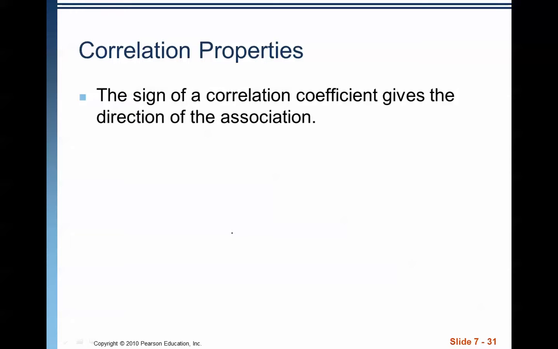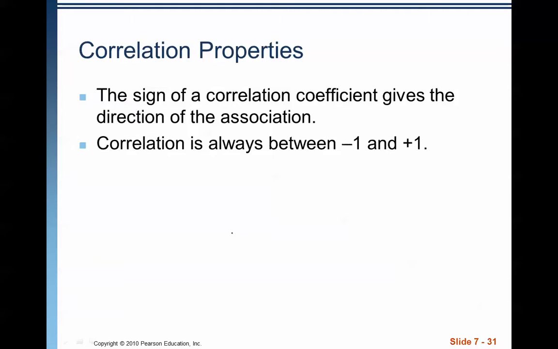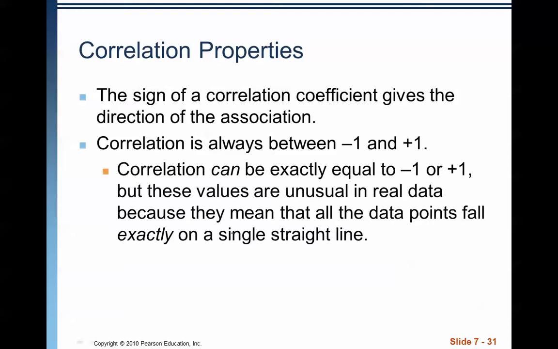First of all, the sign of the correlation coefficient gives us the direction of the association. Meaning, if it's negative, that is a negative association, its direction is negative. If it's positive, that means it is a positive association. It can be exactly equal to -1 or 1, but that's unusual, because the only time it'll have a correlation of 1 is if the data falls in a straight line. All points falling in a straight line would be a correlation of 1. It's very rare to see that in real world data, but it can happen.